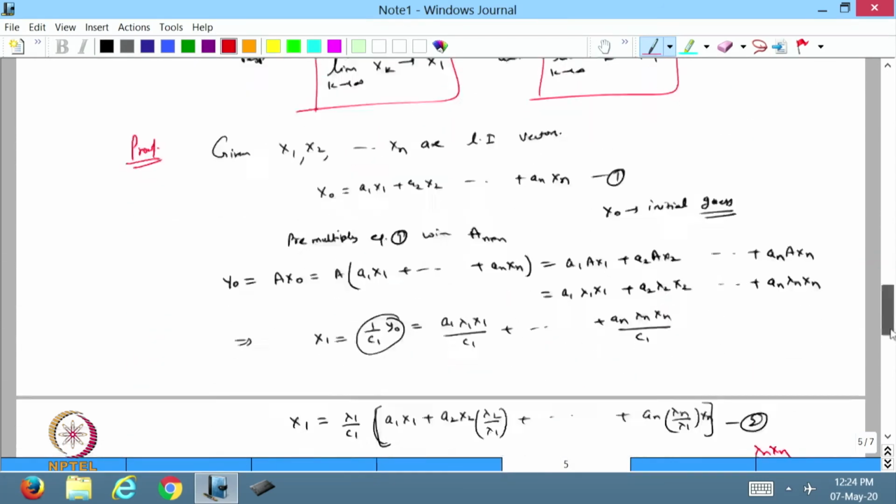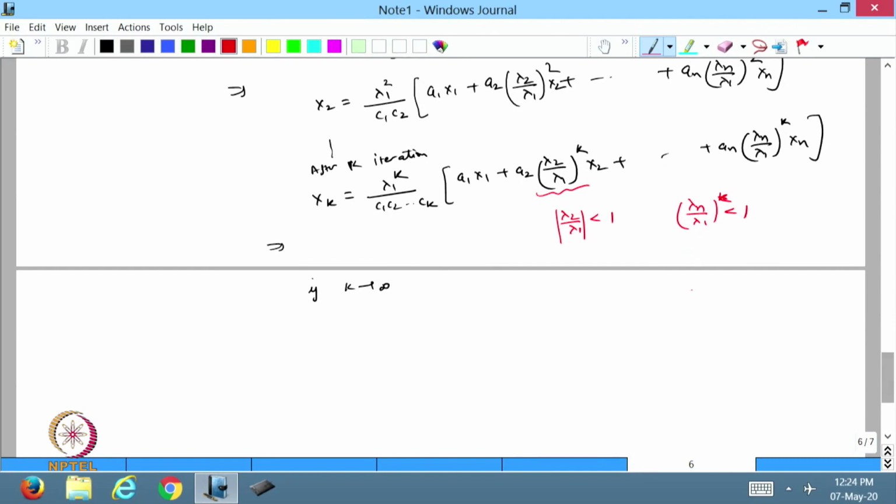It may happen. So, let us see what will happen. Suppose I take lambda 1 is equal to minus 8, lambda 2 is 4, and lambda 3 is minus 2. Then what will happen? In magnitude, this is the highest value.